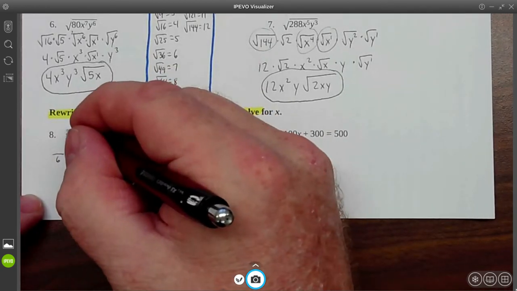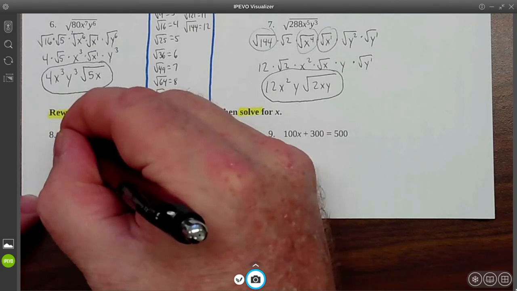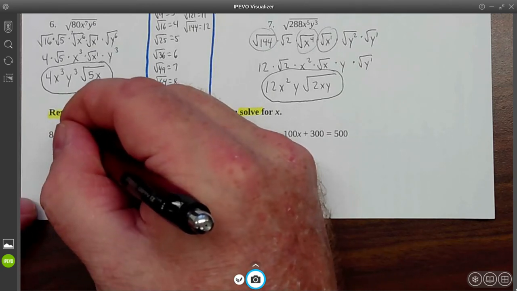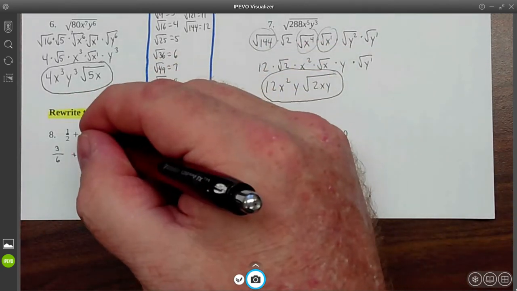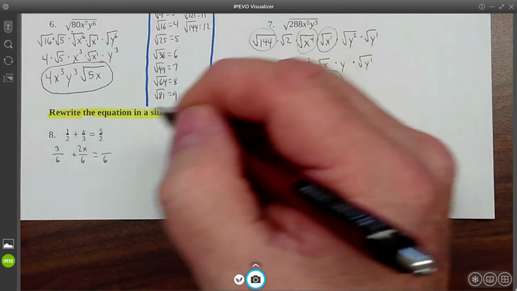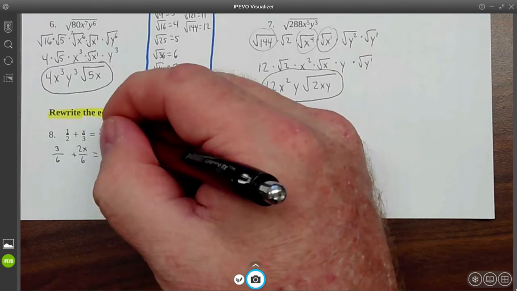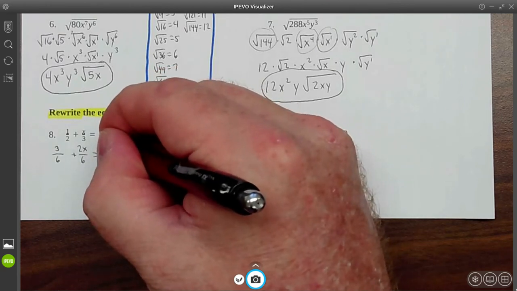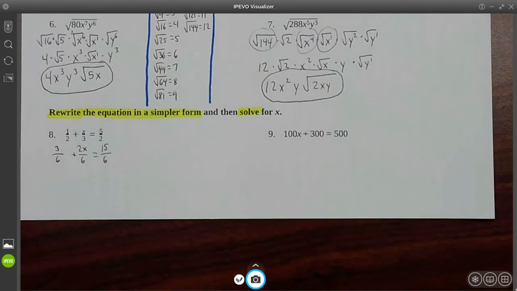All right, so converting 1/2 to sixths, you're timesing the 2 by 3, so times the 1 by 3, you get 3. The 3 times 2 would get you 6, so you take 2 times the numerator, that's 2x. The 2 times 3 is 6, so the numerator times 3 is 15. So you get a situation like that.